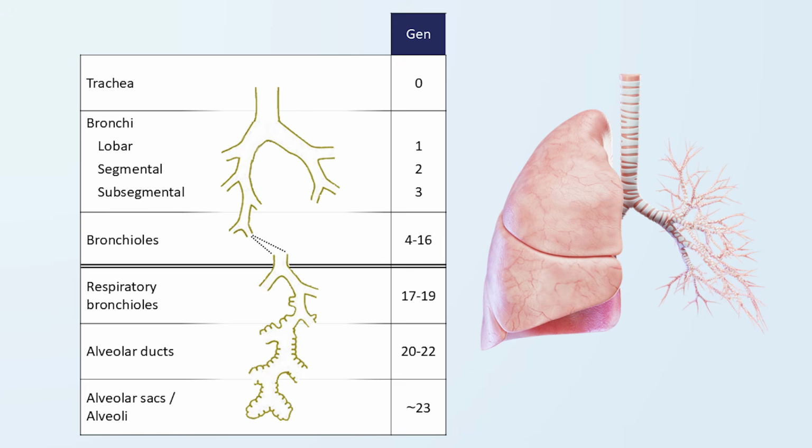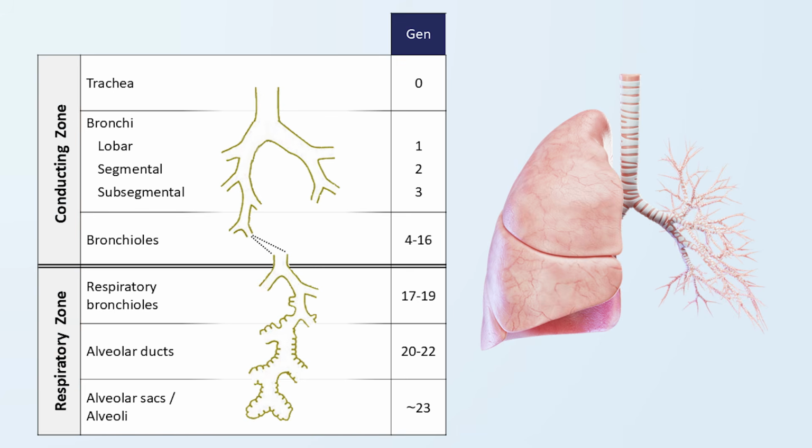The airways of the lung are divided into a conducting zone, responsible for the transport of air, and a respiratory zone, responsible for gas exchange. As the air present in the conducting zone at the end of inspiration doesn't participate in gas exchange, this volume is called the anatomic dead space.